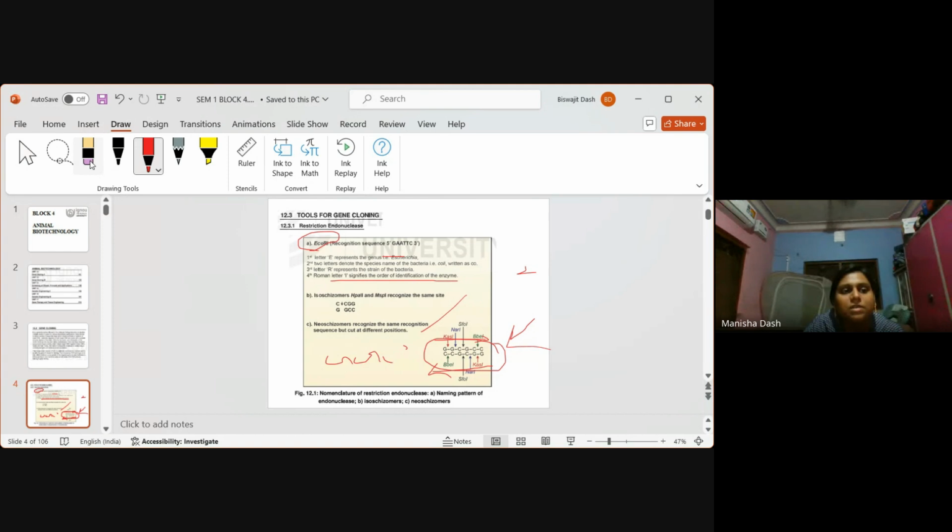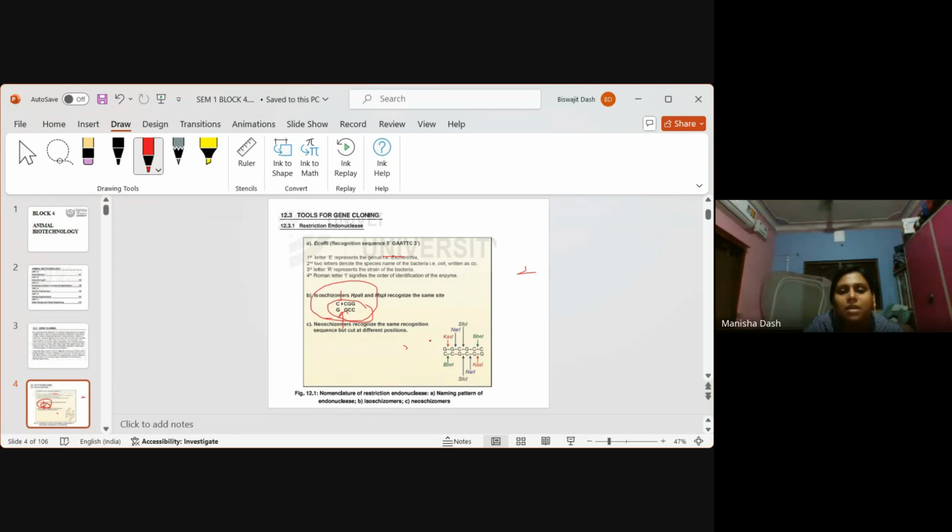Now, there are two different terms that might be important from a short question point of view. One is called isoschizomer, the second one is called neoschizomer. Isoschizomers means the restriction enzymes that will recognize exactly the same sequence and will also cut at exactly the same position. Like CCGG, this is the recognition sequence of the enzymes HpaII and MspI. Both of these restriction endonucleases will recognize the same palindromic sequence and they will cut it at exactly the same position. So they will be regarded as isoschizomers of each other.